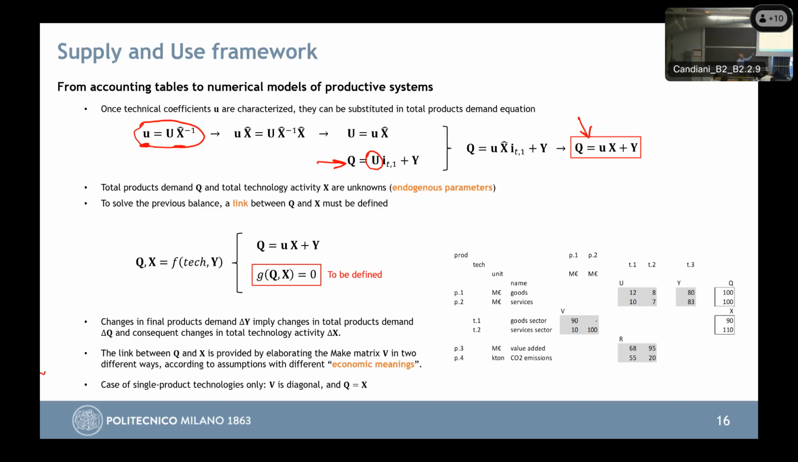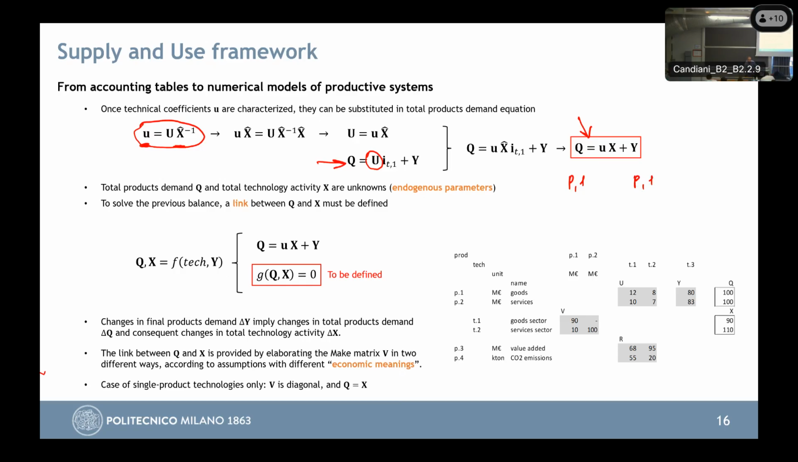And then we approach this equation here, where the total demand of products, Q, so this is in terms of shape, this product by 1, equals the intermediate demand of products defined as a function of technical coefficients or use coefficient in this case, and technology activity X plus final demand, Y. So again, final demand is product by 1 because the final demand is defined in terms of products. Does it make sense, right?